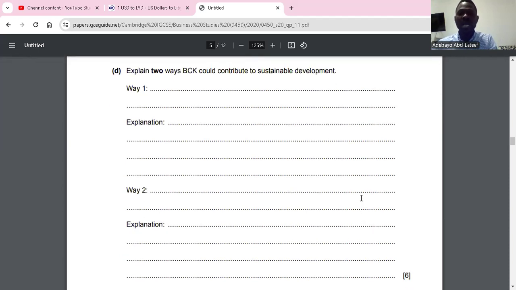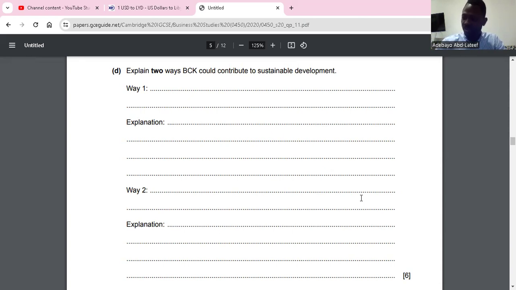Explain two ways BCK could contribute to sustainable development. Before I go to how to contribute, what is sustainable development? Sustainable development occurs when production decisions involve putting into consideration the future generation. So BCK could contribute through the following ways. One, improve efficiency of employees. With efficiency, it brings about reducing wastage, reducing cost of production. So if your employees have improved in terms of efficiency, it means they won't be wasting resources, and that would mean that resources will be enough for the future generation.